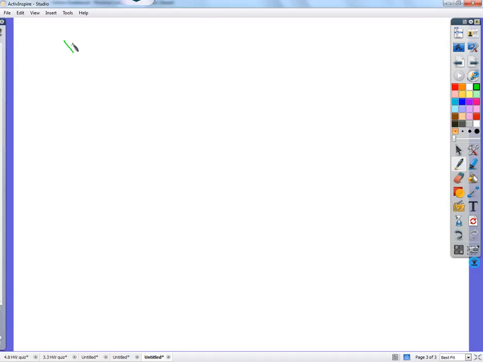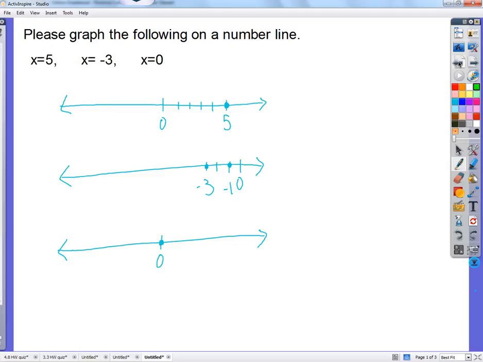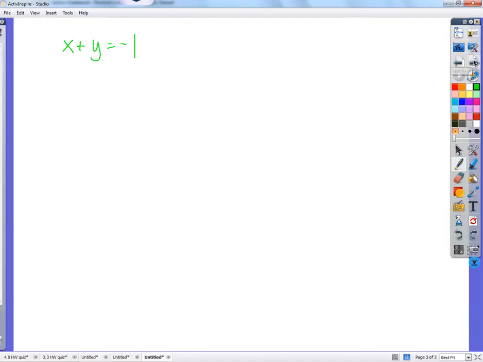Let's say that you had an equation like x plus y equals negative 1. Where before, x equals 5 was a solution to 3x equals 15. We solve for x, we divide by 3 on both sides, we find that x is equal to 5, right? And so we graph that solution. But if we have an equation like x plus y equals negative 1, what about the solution to that equation? What did you say about that?